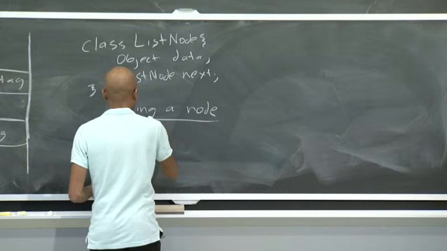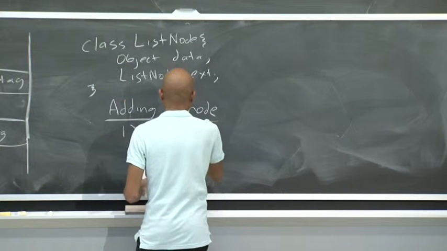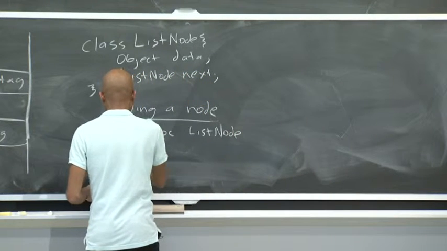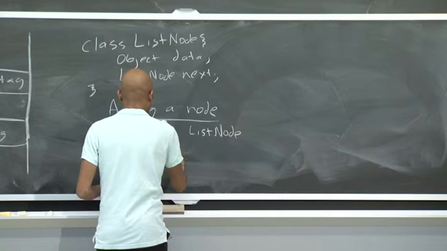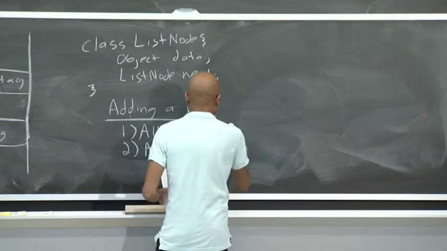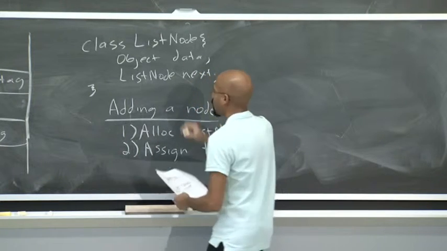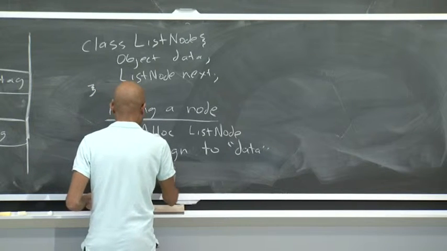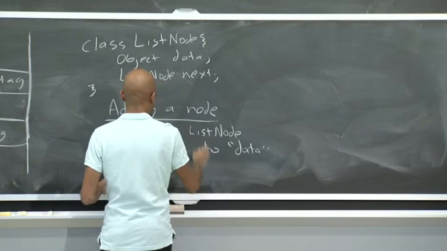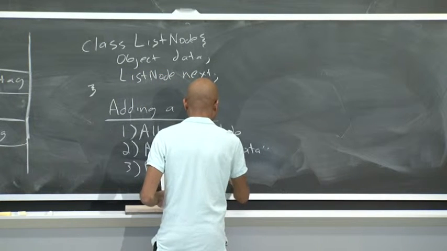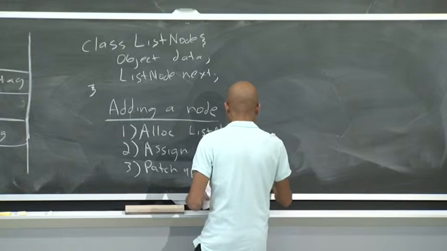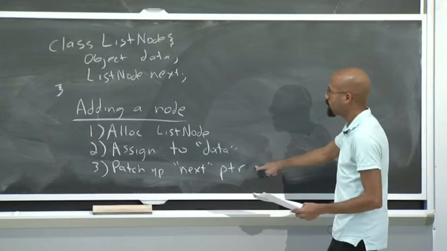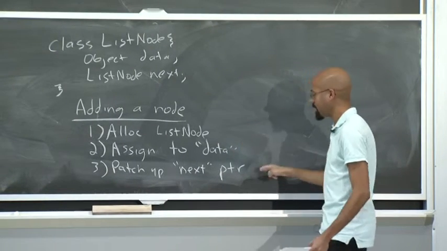The first thing you do is allocate a new list node to contain the new data that you want to add. The second thing you do is assign to the data field of this new node. And the third thing you do is some type of patch up of the next pointers to actually splice the node into the list. What's interesting is that this step here doesn't actually involve the data field at all. You're just looking at these next values.